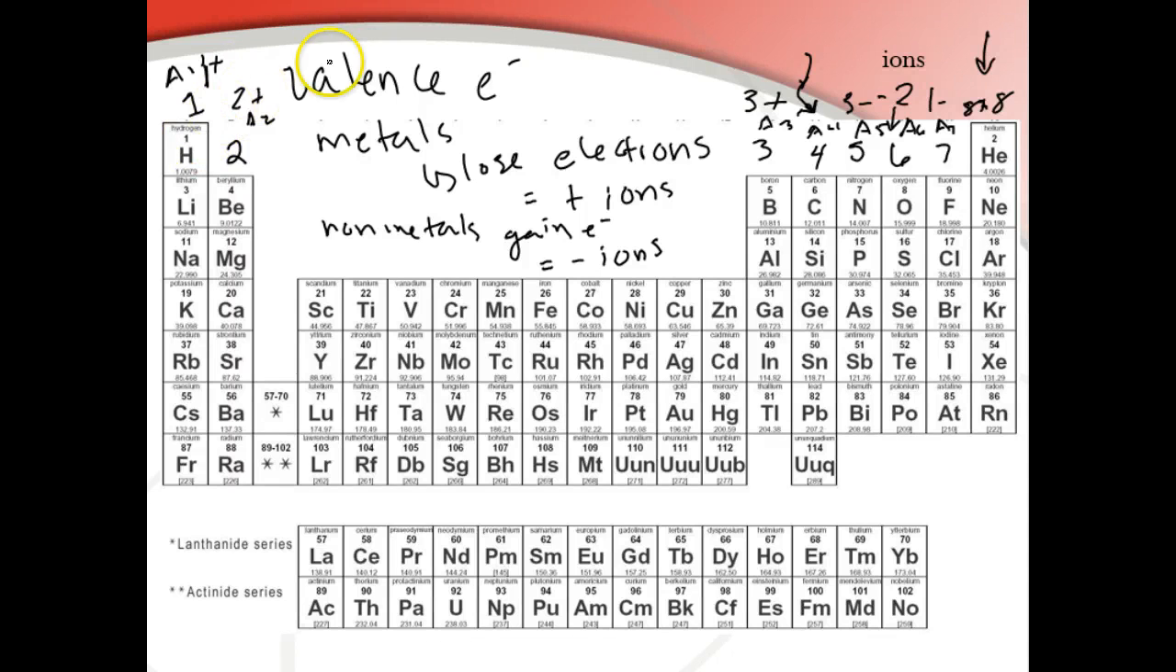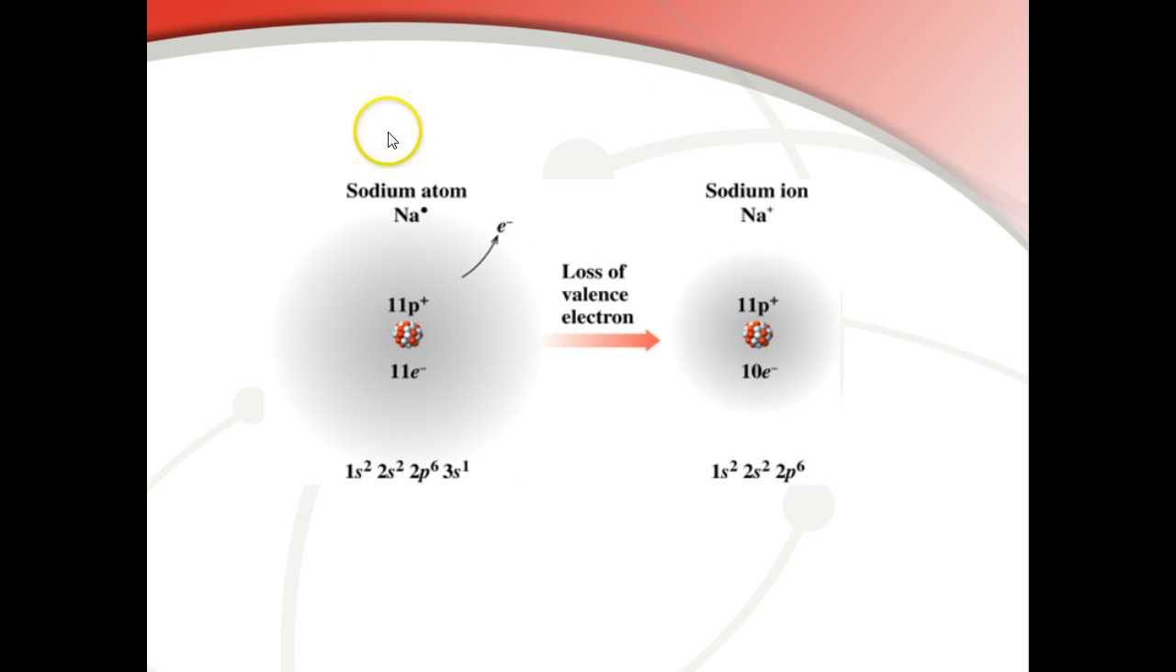Again, they all want 8 valence electrons. Their valence electron number is equal to their group number. And so we can figure it out. Let's look at an example. Sodium has 1 valence electron, right? If we go back, it's in group 1, so it's got 1 valence electron. And so instead of gaining 7, it'll just lose that 1 extra electron. So here's that electron being kicked out to form a sodium with a positive charge.